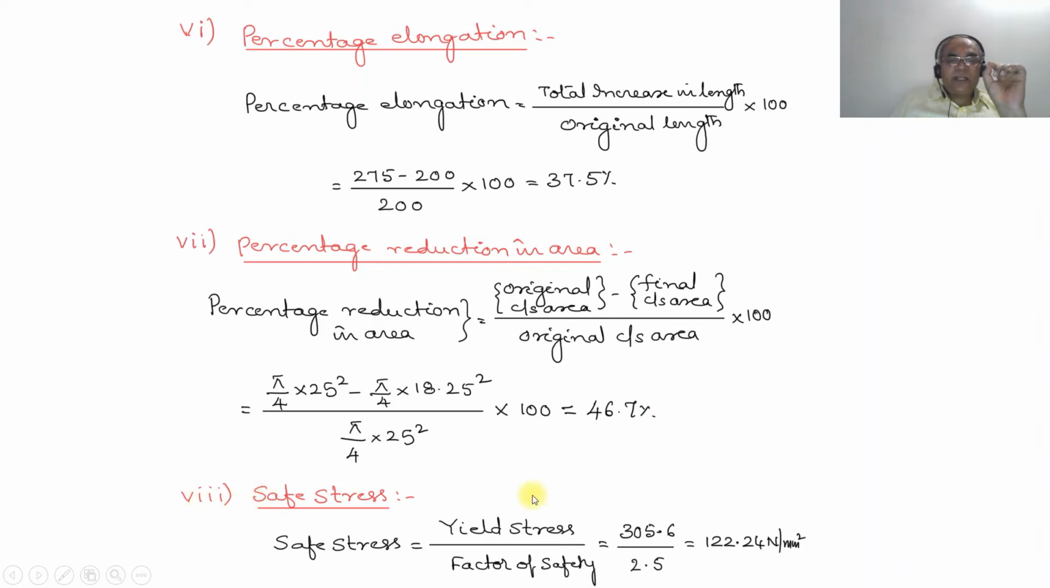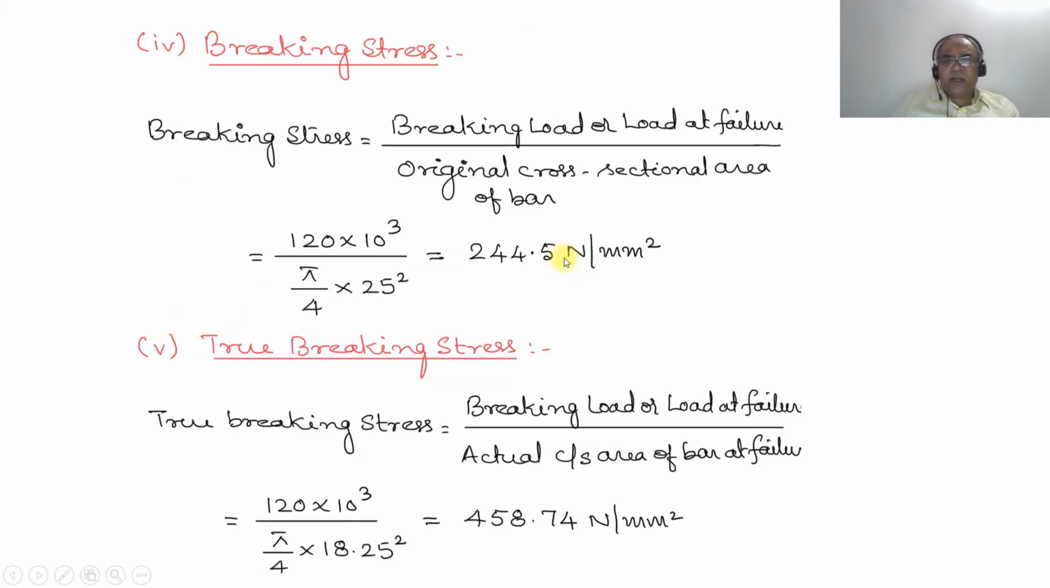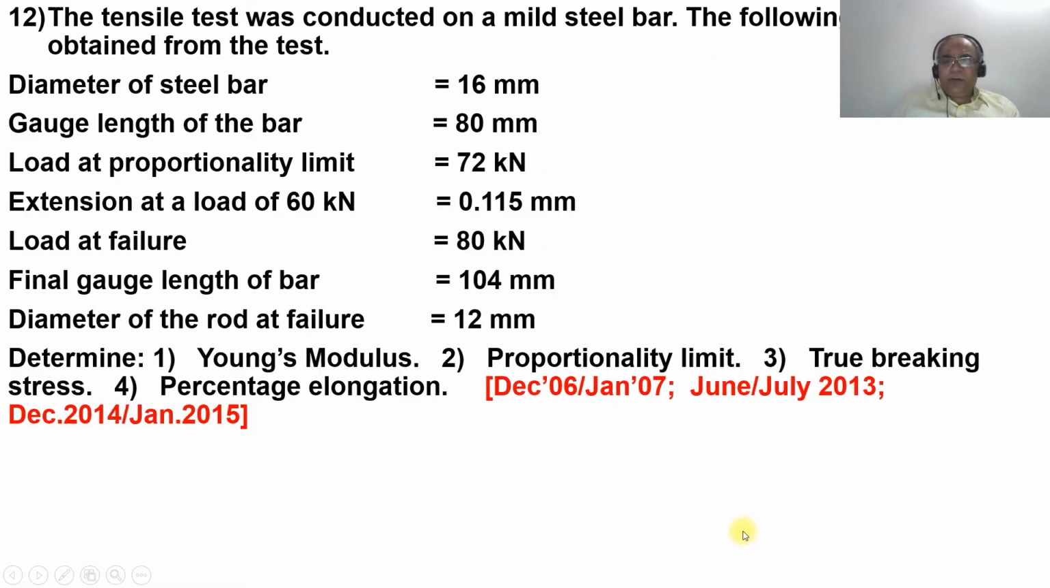Then we have the safe stress. What is the safe stress? It is the ratio of yield stress to factor of safety. The yield stress is 305.6, which is what we got earlier, divided by the factor of safety of 2.5. On simplification, you are going to get 122.24 Newton per mm square. So this is how you are able to calculate the values and solve the problem.